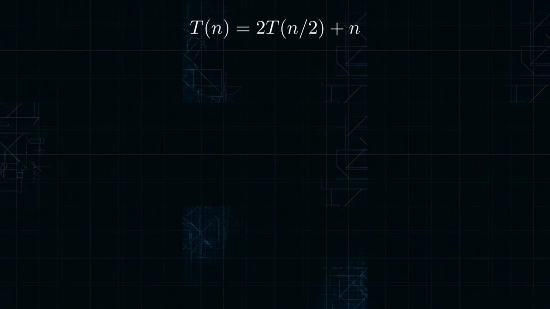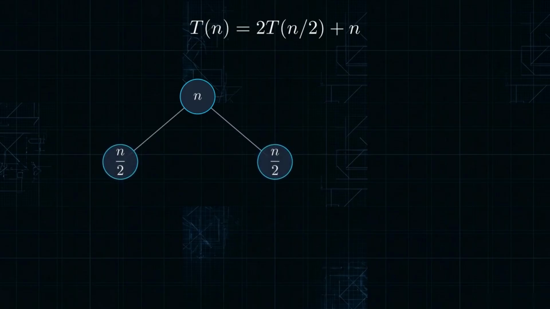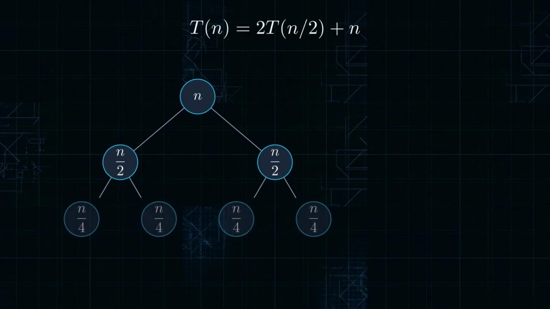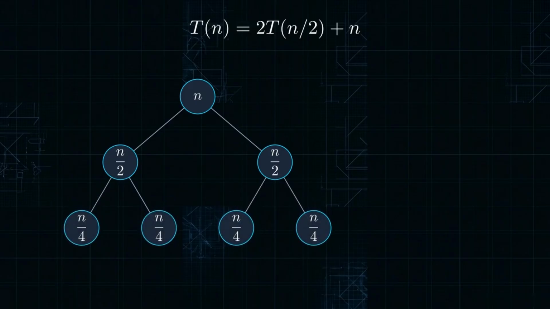Now we examine the recurrence for merge sort. T of n equals 2T of n over 2 plus n. This diagram shows how the tree branches at every level. Our starting node n splits into two n over 2 nodes, which then split into four n over 4 nodes. If we sum the costs horizontally across the first few levels, a pattern emerges.